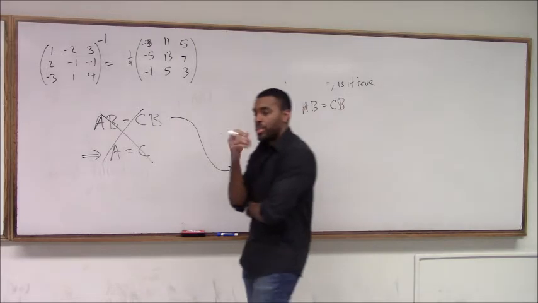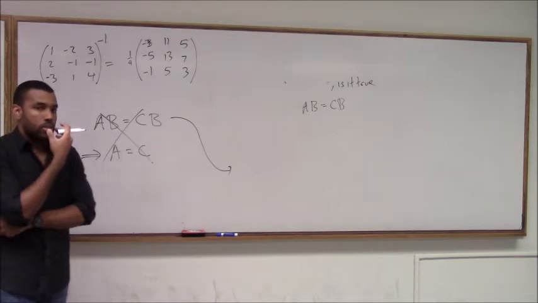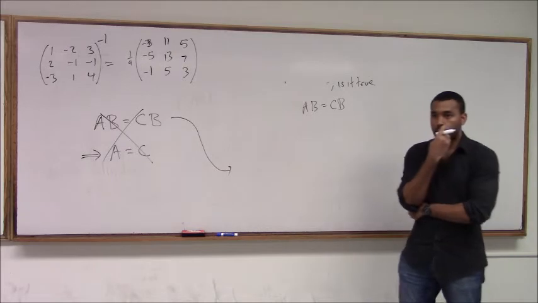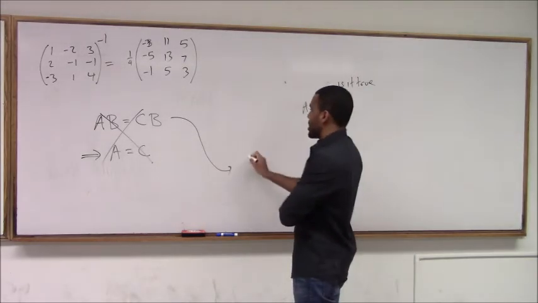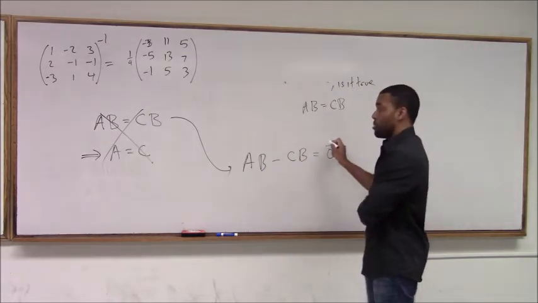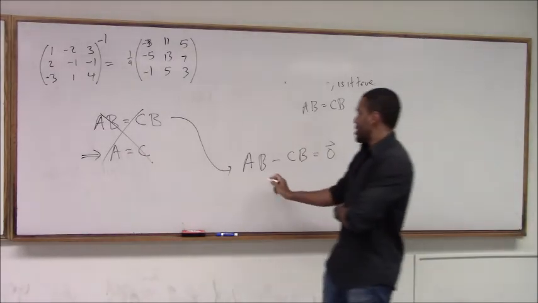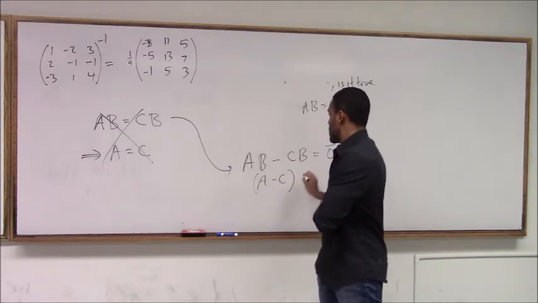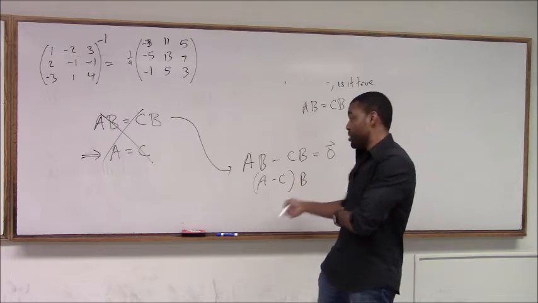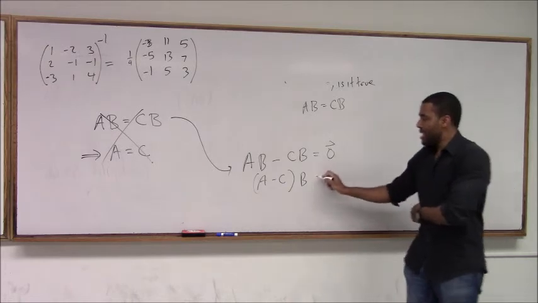Remember, we can do matrix arithmetic. We can add things, subtract things. Can you think of an idea like that? What if I subtracted, say, CB from both sides? That would give me the zero matrix. So that means that A minus C times B, which by the way, the order that you factor the B off matters when it comes to matrices. If you put the B over here, you're wrong. B has to be on the right side. And that equals the zero matrix.